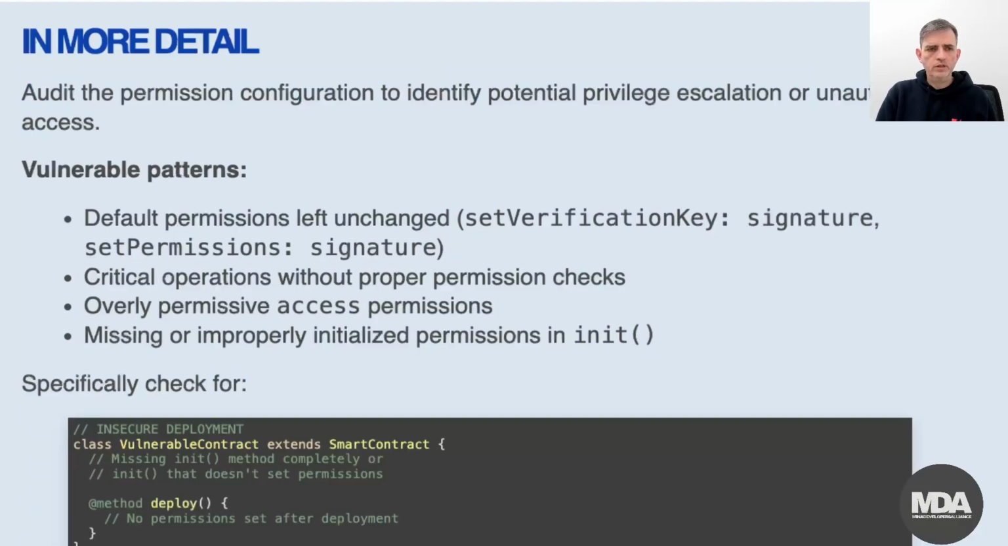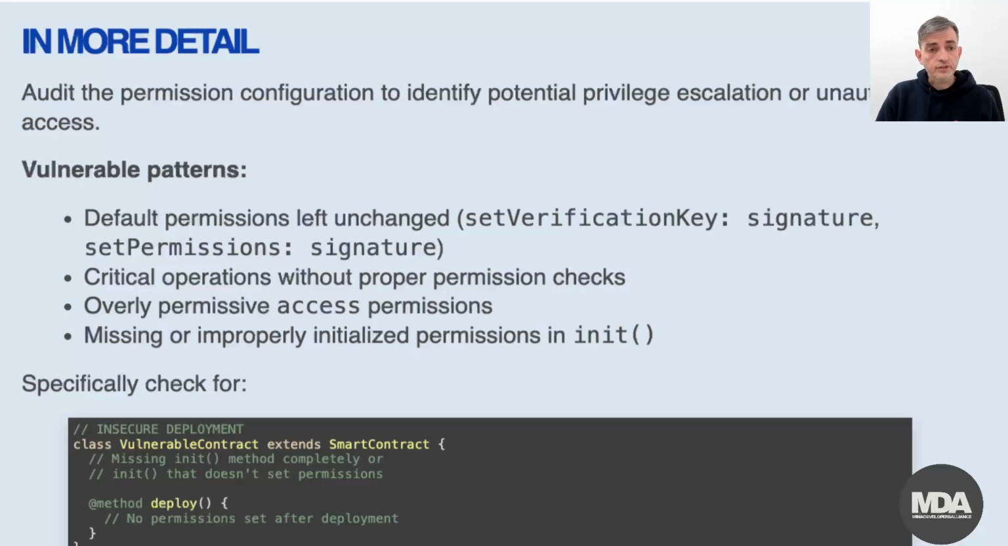So let's look at this in a little more detail. We're going to be checking the permission configuration to see if it is possible to have, for example, unauthorized access or privilege escalation. This is the case where somebody has limited permissions, limited access, but they are able by themselves to then increase their access, increase the privilege, and change their permissions to get greater privilege.